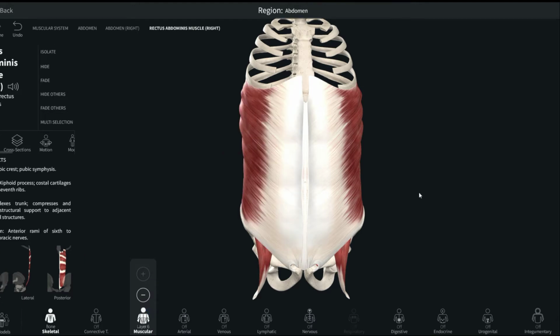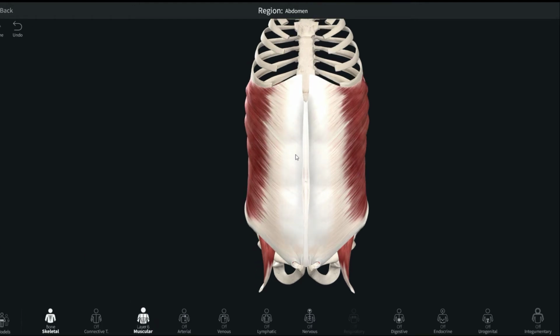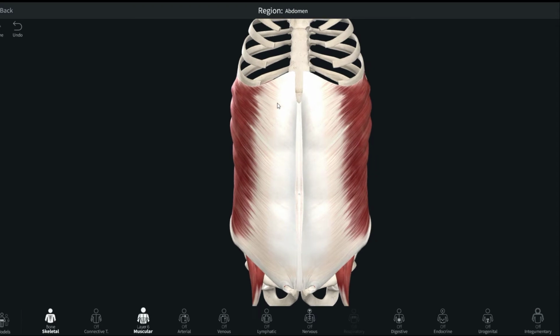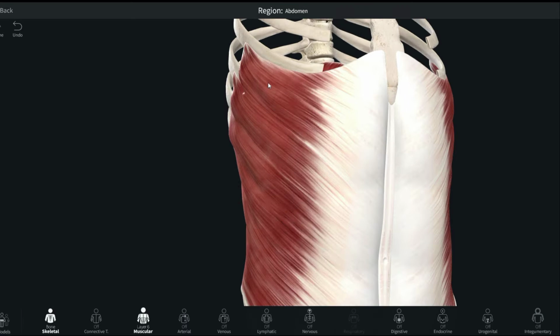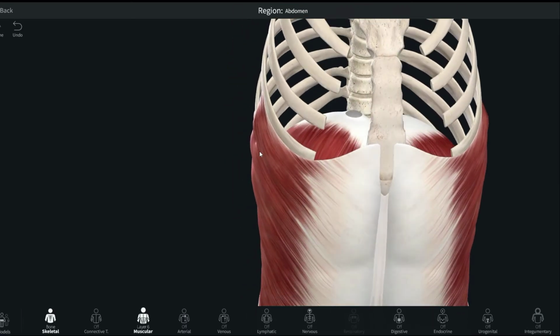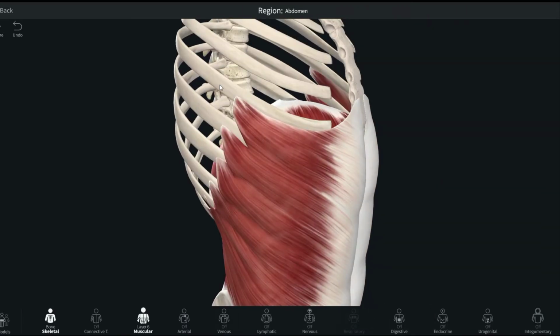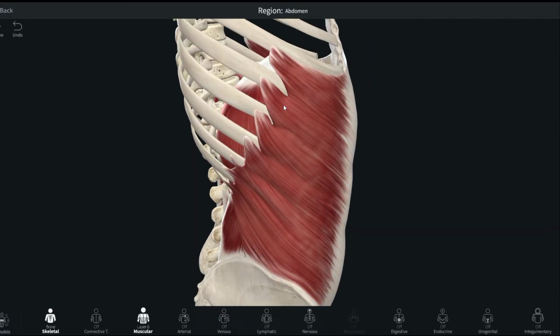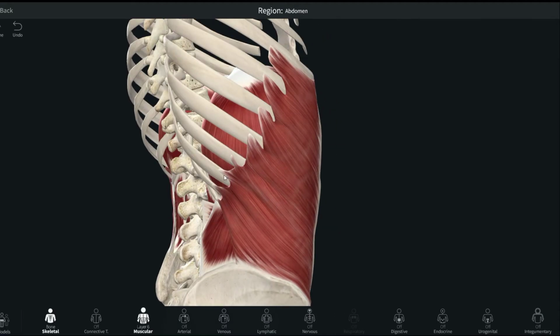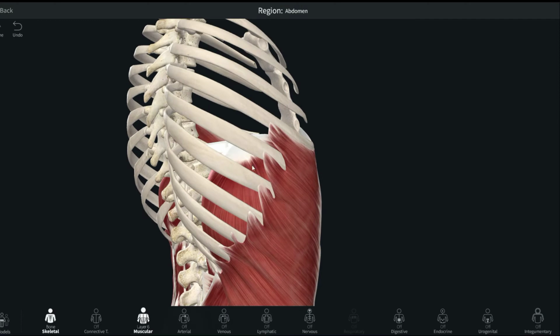So this over here, as you can all see, is the external oblique muscle. Now, what is the origin of external oblique muscle? As you can already see, it has something to do with these ribs over here. Can you see? It is taking origin by these fleshy slips from these ribs.